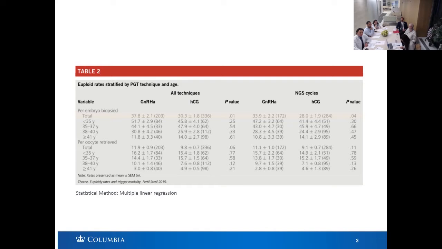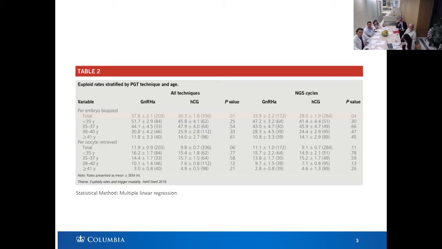So to the right of table 2 are the results for a sub-analysis for NGS cycles only. This group chose to do a sub-analysis of the NGS cycles because it represents the most sensitive PGT technology we have available, and is also the most widely used technology today. There was no difference in euploidy rates across trigger types for all age groups when looking at per oocyte retrieved.